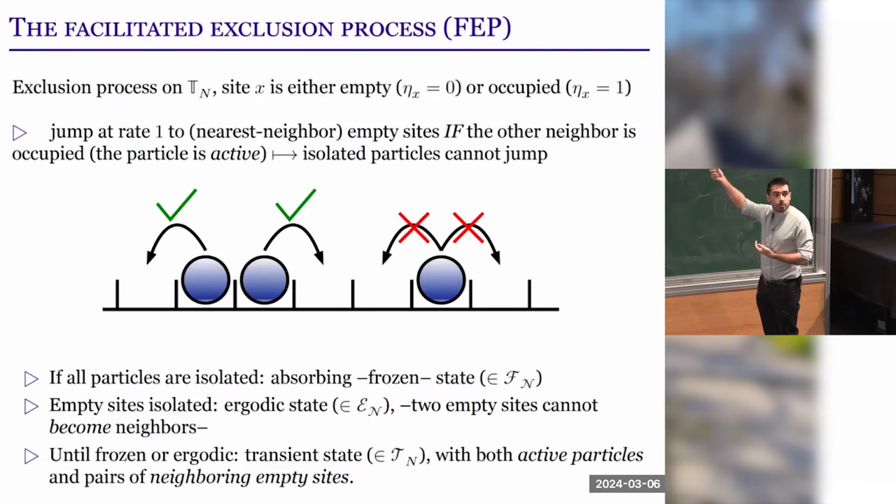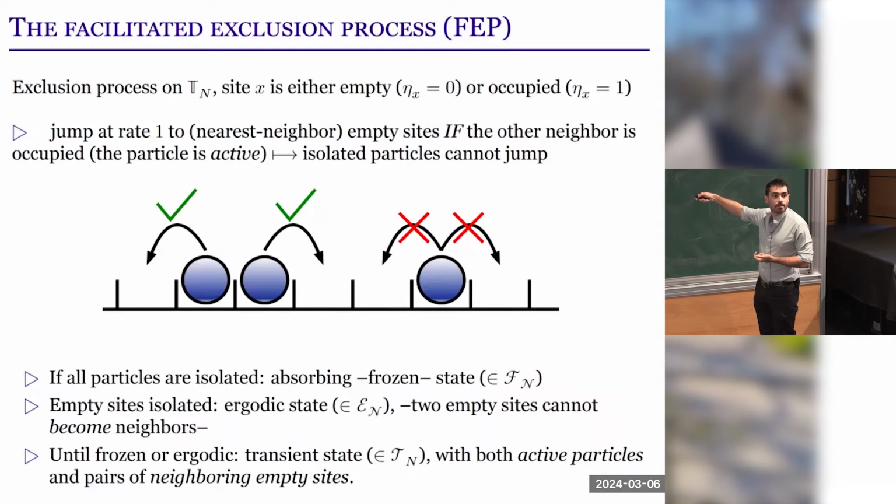Once again, like for the SSEP with traps, until you get either frozen or ergodic, you're in a transient state where you have both active particles, meaning pairs of neighboring particles, and pairs of neighboring empty sites. Is the definition of the SSEP clear? Yes? No? Okay.